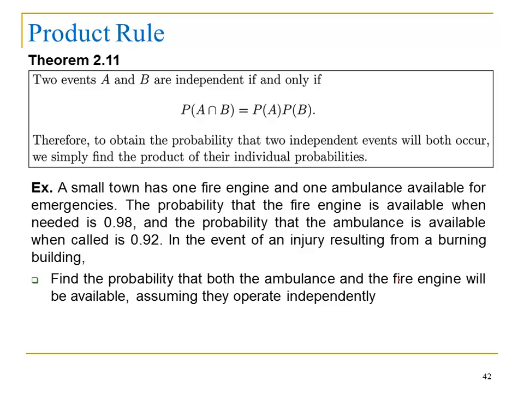In the event of an injury resulting from a burning building, find the probability that both the ambulance and the fire engine will be available, assuming that they operate independently. So the problem actually is telling you that the events are independent. So what would you do to find that probability? Multiply probabilities. Correct. So the events are independent.